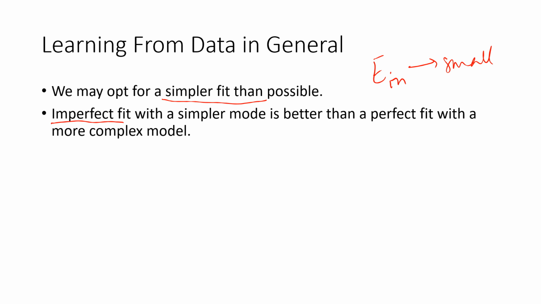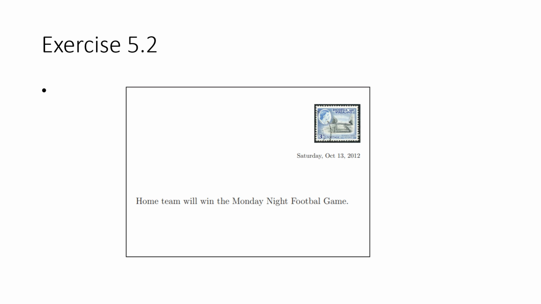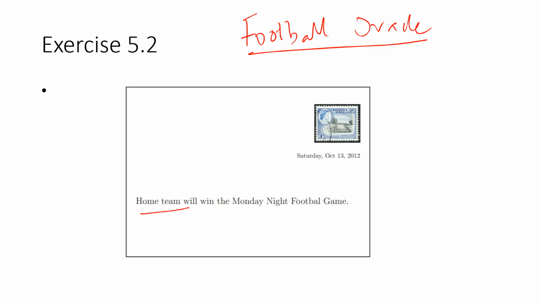To end this idea of Occam's razor, we will look at this nice example, which is exercise 5.2 in the textbook. What we're looking at is some football oracle, I would say. And why is this person a football oracle? Let's say I receive a postcard from somebody that tells me that the home team will win the Monday night football game. Well, it looks like some random postcard that somebody sent me, so I just threw it away.